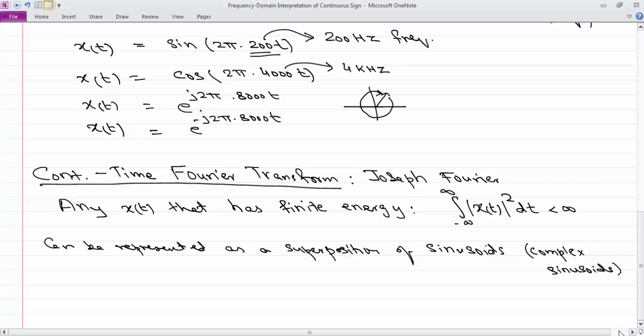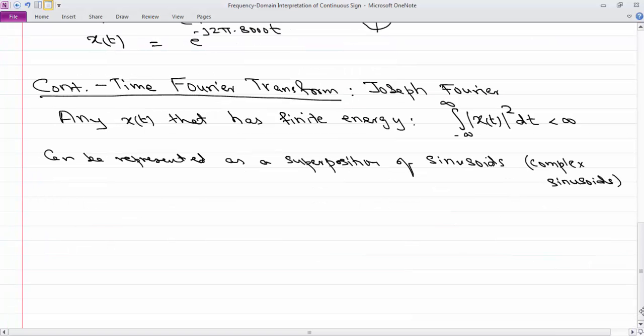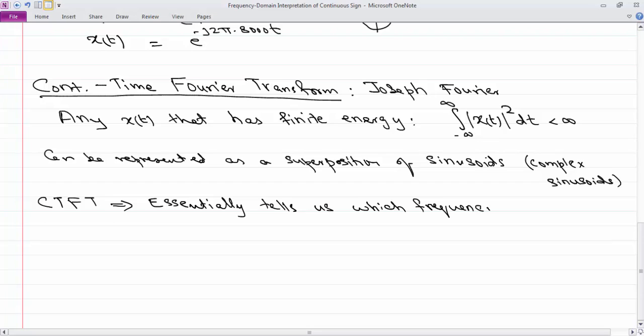So what Fourier is telling us is that we can write a signal in terms of a superposition of a large number of sinusoids, and then we can think about the frequencies present in that signal in terms of those sinusoids. So the Fourier transform, or CTFT, continuous time Fourier transform, essentially tells us which frequencies make up the signal.